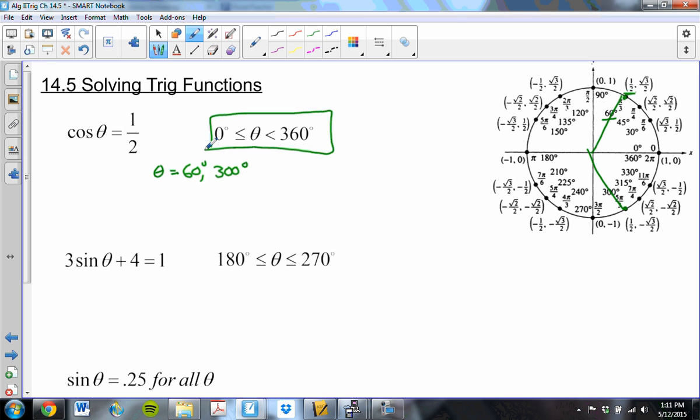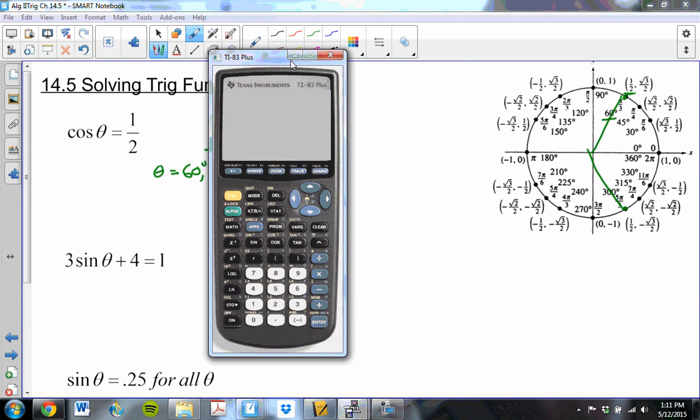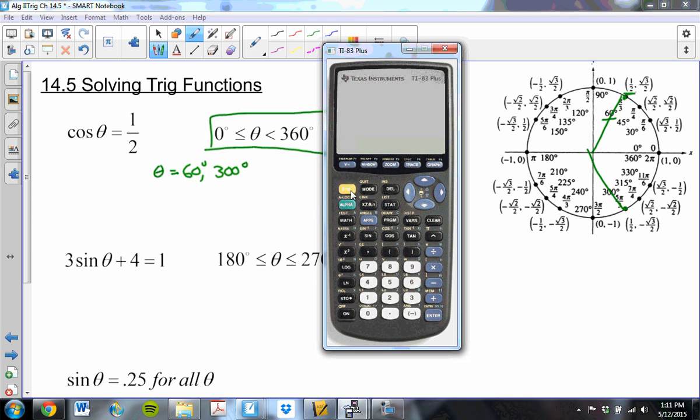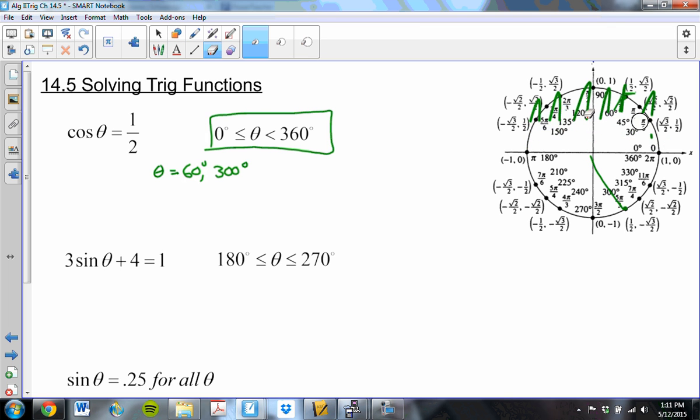But the other way to do this, especially if the thing you have isn't on the unit circle, is to do a cosine inverse. The inverse cosine of 1/2 is 60. The problem with your calculator is it can only give you one answer. The answer for cosine will always be in quadrant 1 or quadrant 2, because that's where cosine is positive and negative.